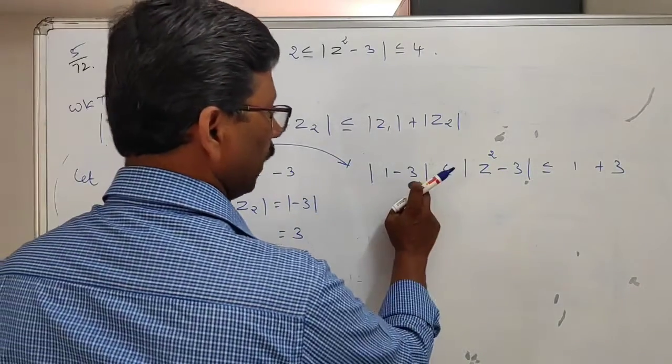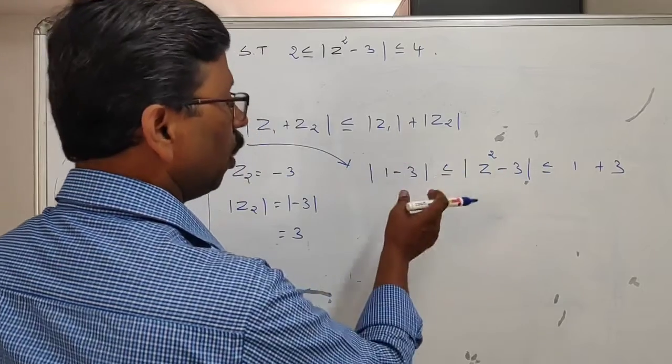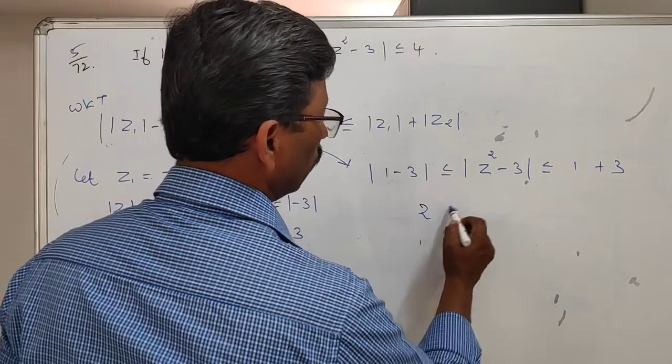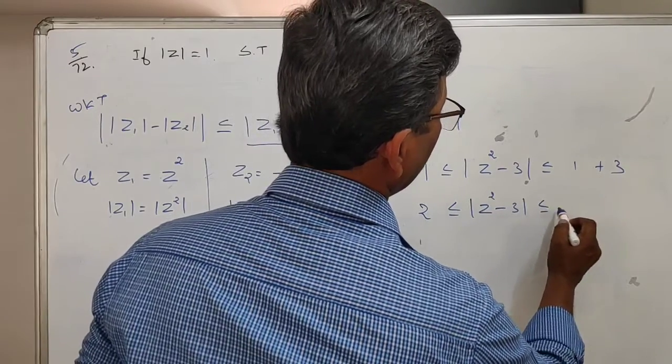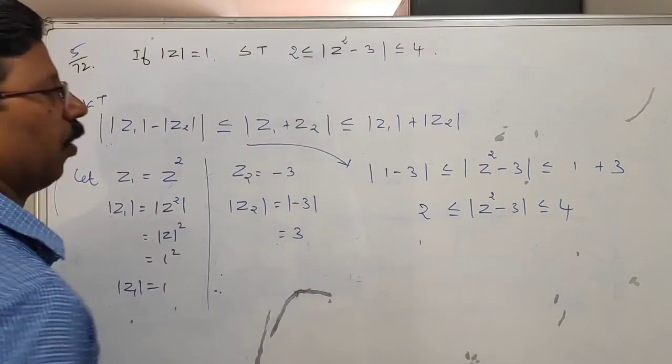Now what is this 1 minus 3, minus 2? Modulus of minus 2 equal to 2, less than or equal to modulus of Z square minus 3, less than or equal to 4. That's all, they require this result.